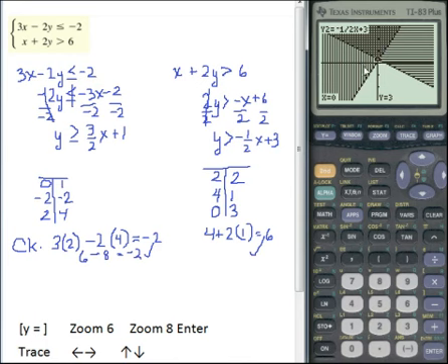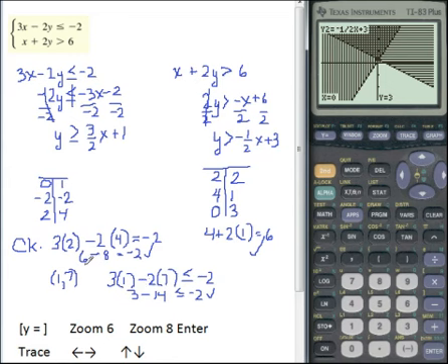Or something. Yeah, 1, 7 would be up there. 1 to the right and up 7. And that would work. So let's check 1, 7. And that should make the inequality true. 3 times 1 minus 2 times 7 is less than or equal to -2. We get 3 minus 14 is less than or equal to -2. And that certainly checks. -11 is less than or equal to -2.